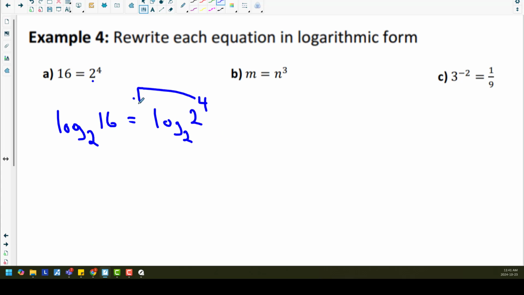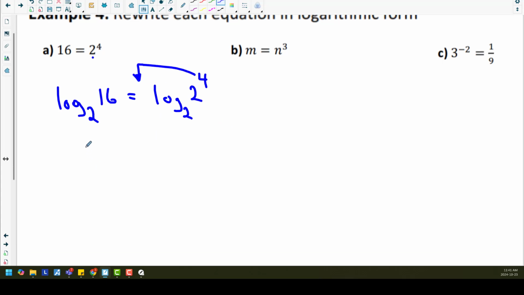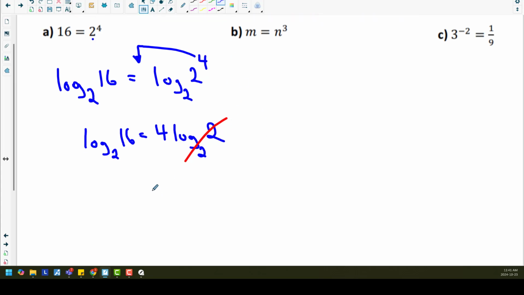I'm going to bring the 4 here. Remember, exponents can just be written in front of logs. And remember, whenever you have log base 2 of 2, well, that's just 1. So that's 4 times 1 and it just cancels out. So log base 2 of 16 is equal to 4. That's how you rewrite it in terms of log.